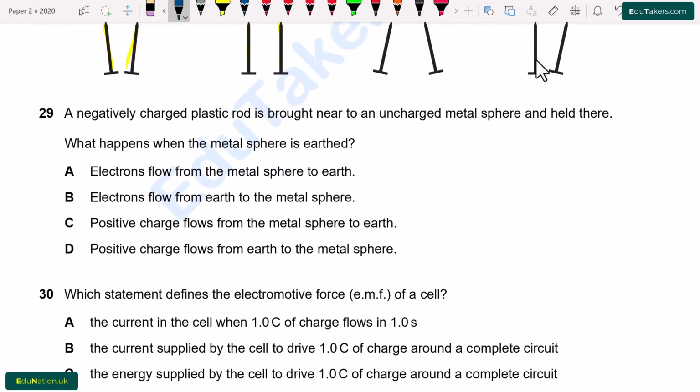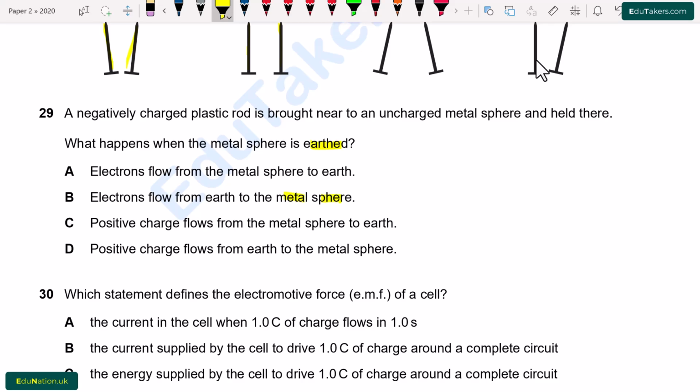Question number 29. A negatively charged plastic rod is brought near to an uncharged metal sphere and held there. What happens when the metal sphere is earthed? Option A. Electrons flow from the metal sphere to earth. B. Electrons flow from earth to the metal sphere.